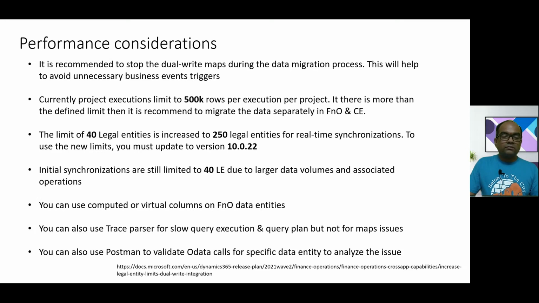You can also use computed or virtual columns on an FNO data entity. However, try to validate your performance whenever you have these sort of computed or virtual columns on your data entity. In most scenarios, I have also seen that whenever there is a performance issue, we try to use the trace parser tool, right? But one thing we need to make a note of is that the trace parser tool will allow you to identify slow running queries or query execution plan details, but it will not give you insights into dual write maps. So basically, the trace parser in the context of dual write can be used only for slow query execution and not for map issues.